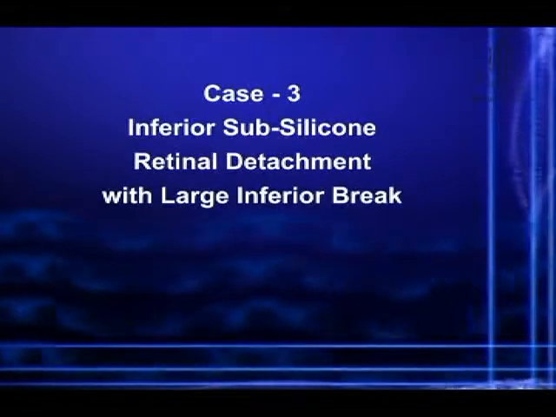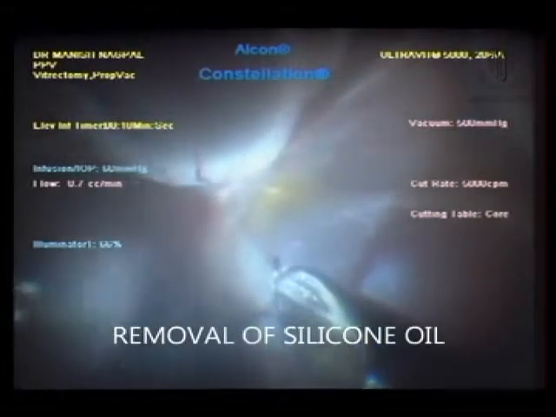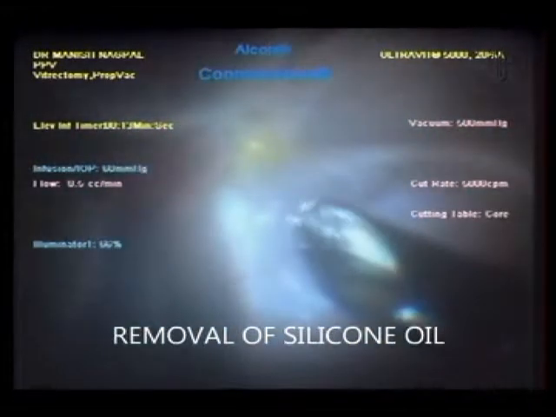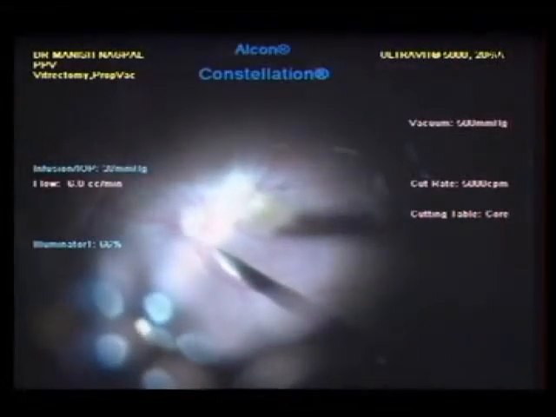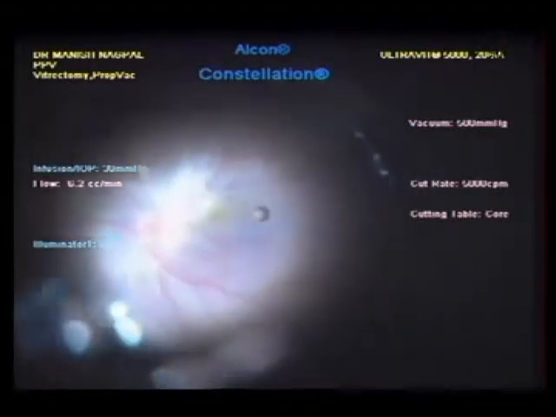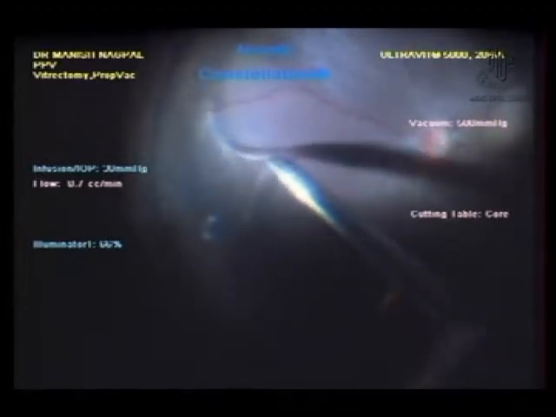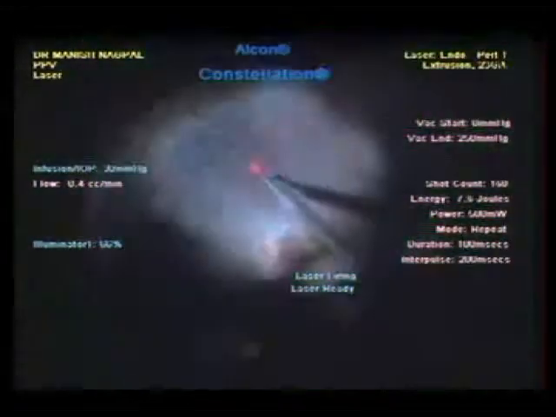Case 3 presents a situation which has a large inferior break. In this situation, one has to remove the existing silicone oil and keep infusion on regular fluid. After that, perfluorocarbon liquid is injected to flatten the retina. Epiretinal membranes are removed. Extensive inferior endolaser barrage is done at the end.